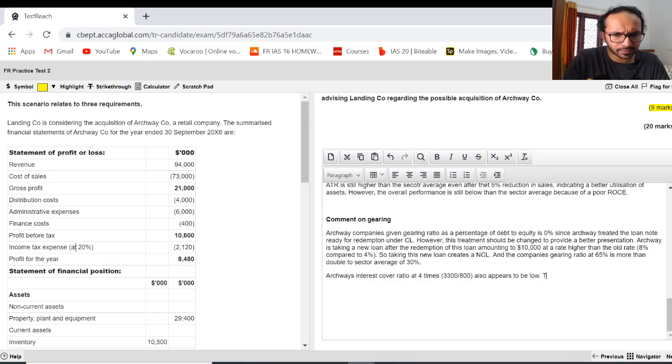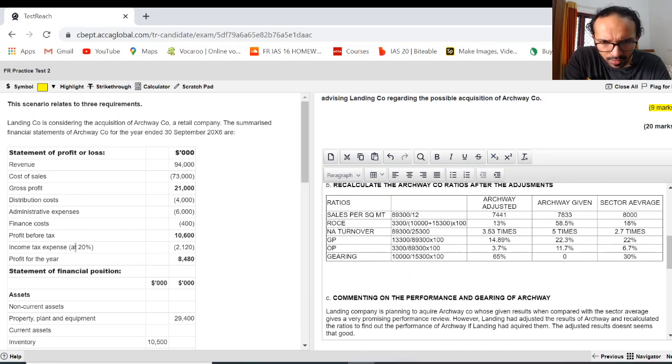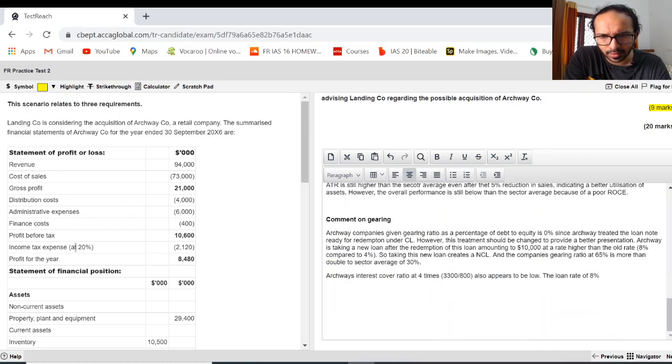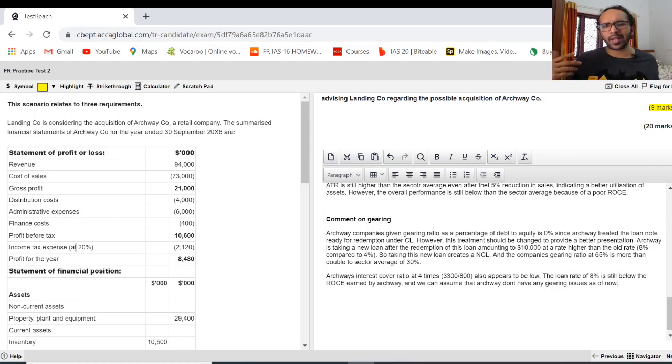And what was the loan rate? The loan rate of 8%, is it higher than the ROCE? What was the ROCE? 13%, right? The loan rate of 8% is still below the ROCE earned by Archway. Because of this, we can assume that Archway doesn't have any gearing issues as of now. So even though Archway is taking lots of debt, they don't have gearing issues, or you can still write that they have gearing issues. It is up to you. It is basically your answer.